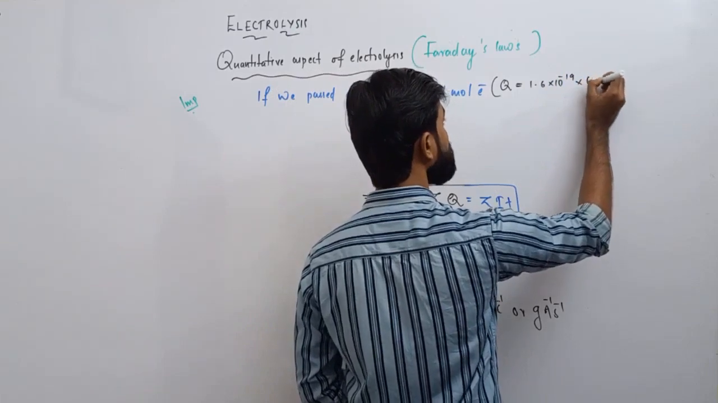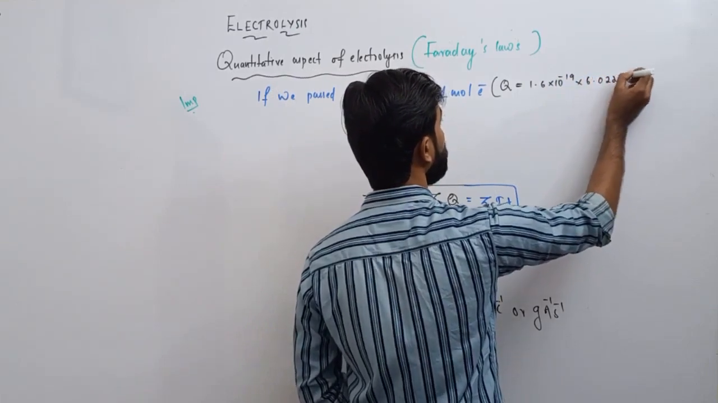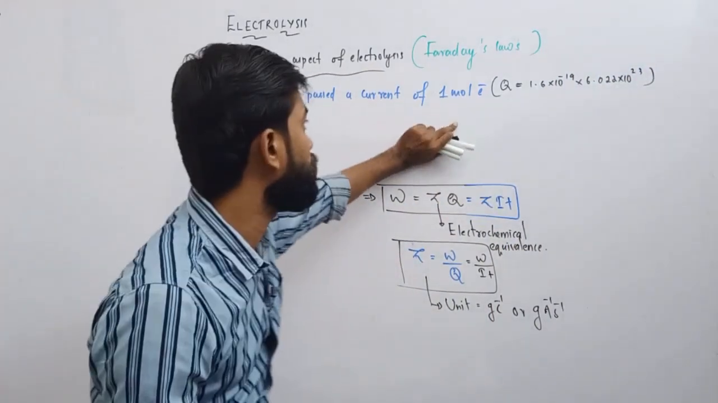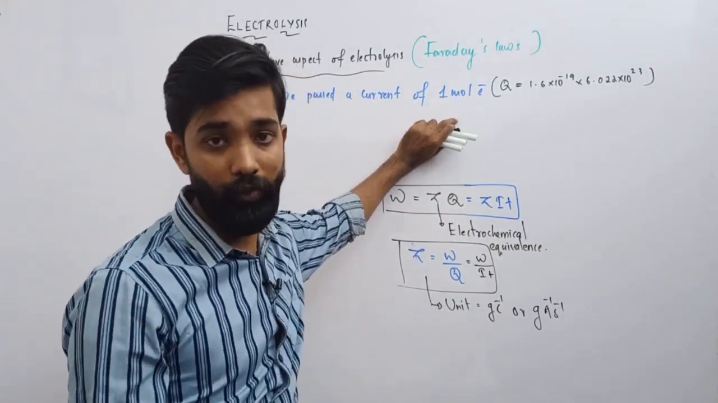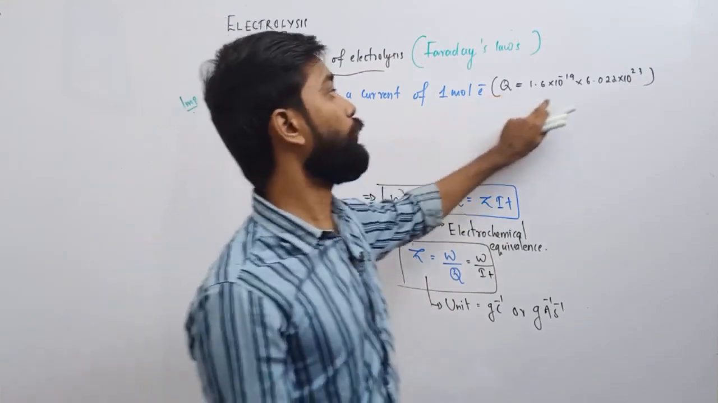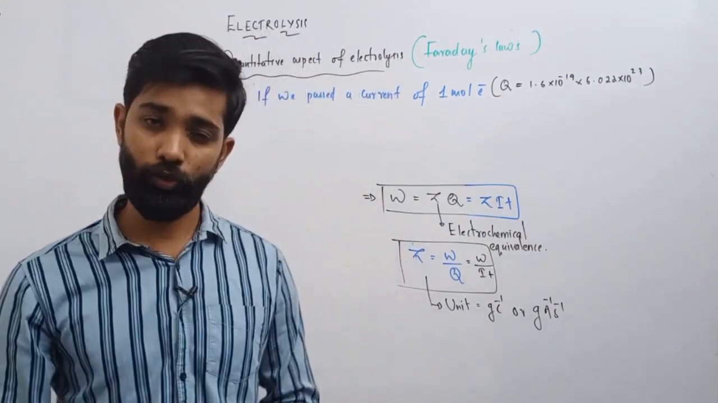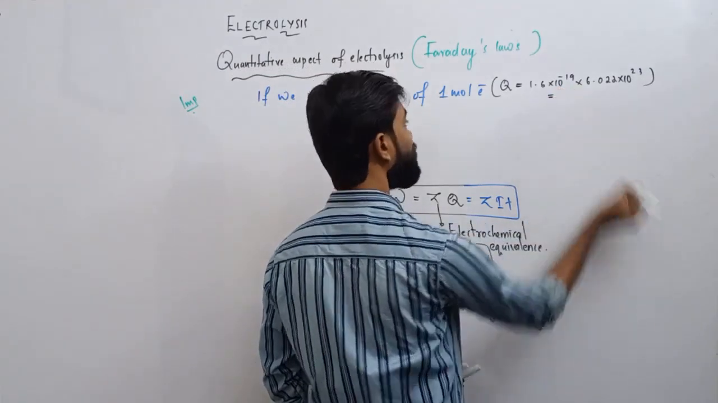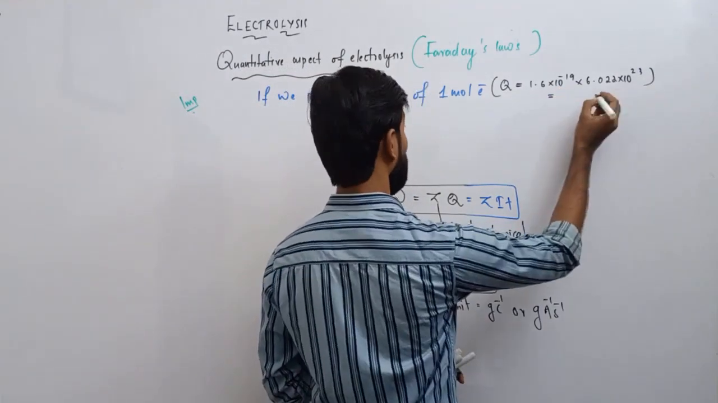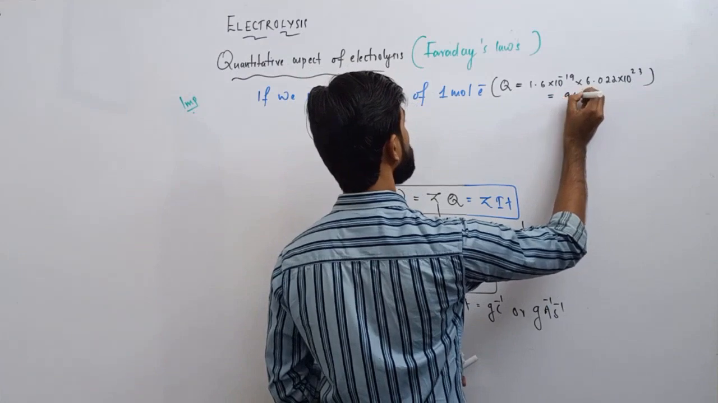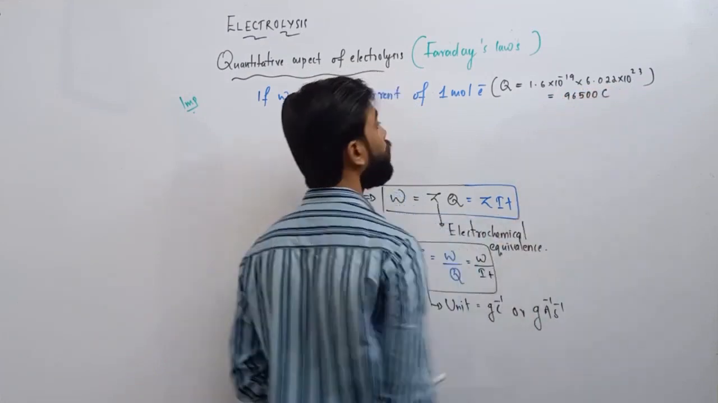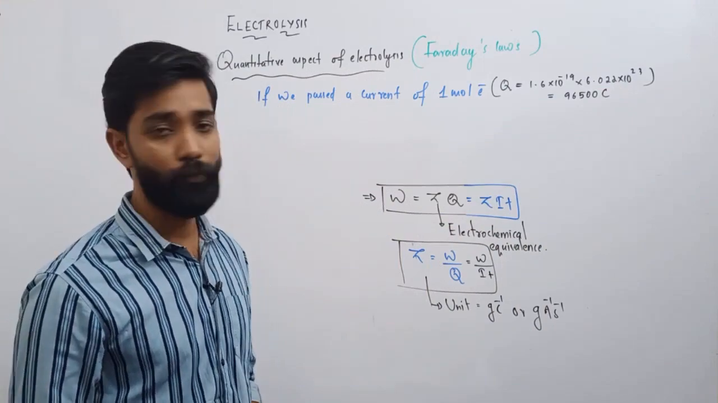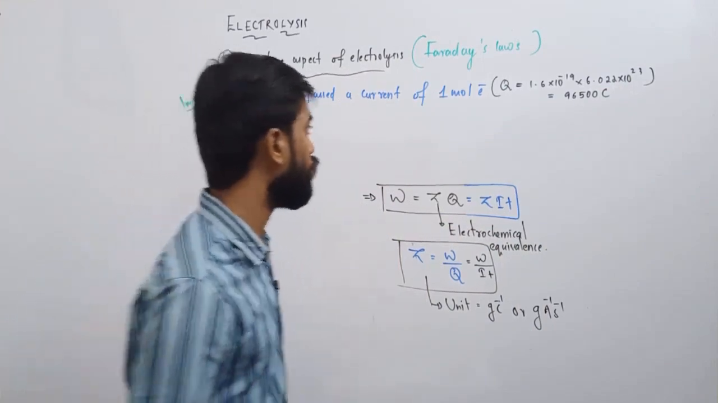And if it is 1 mole, that means 6.022 into 10 to the power 23, right? So if we pass a current of 1 mole of electrons, what is that magnitude? That is 1.6 into 10 raised to minus 19 into 6.022 into 10 raised to 23. And the value will be 96500 coulomb. It is actually 96487 coulomb and is approximately taken as 96500 coulomb.